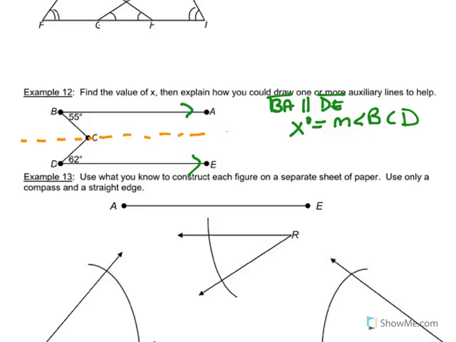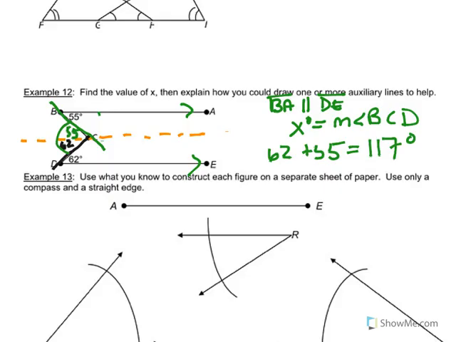And when I do that, now I have a transversal. And I know this angle here is going to be 62. And then I have a transversal this way between the two parallel lines, so this one's 55. 62 plus 55 equals 117 degrees, and that's the measure of that angle right there. I used an auxiliary line to help me.